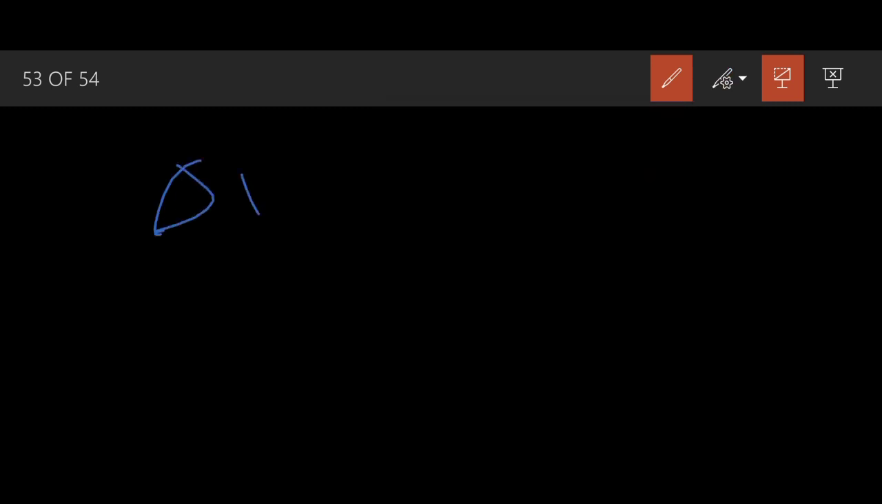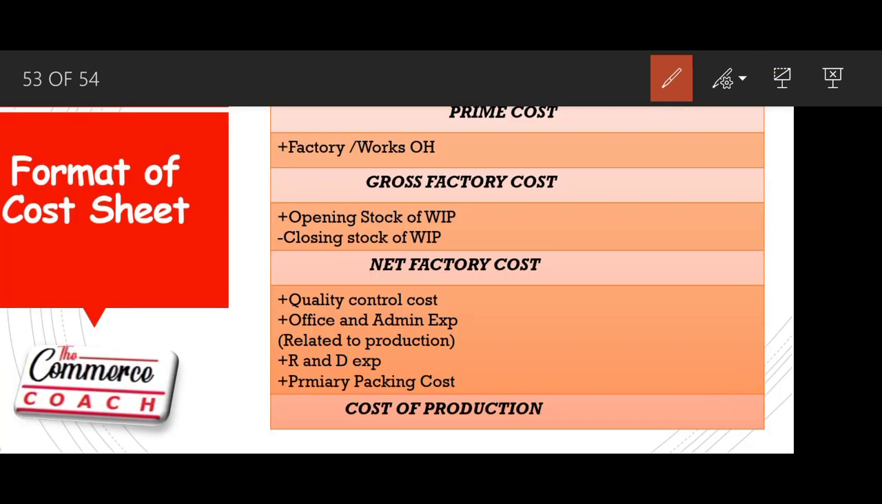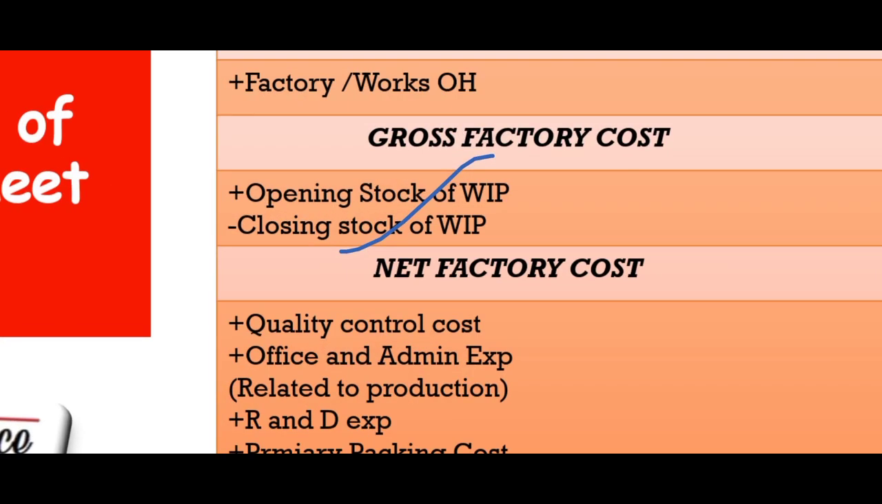So you can write this also, change in inventory of WIP. And how do we calculate such change? Opening minus closing. You can write it as well. Okay, so suppose this is 350 and 50, so the net factory cost comes as 300, because 50 has been added and 50 has been deducted. Now you will be getting net factory cost.